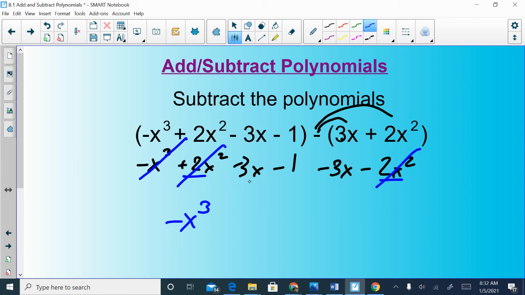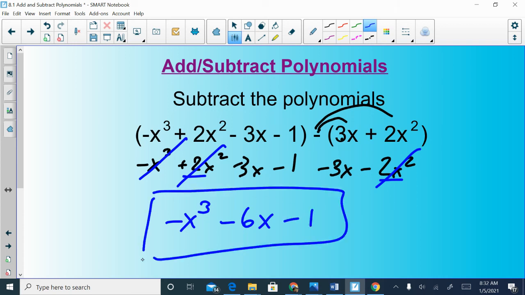Up next would be just plain x's. Here's a negative 3x minus 3x. What is negative 3x minus 3x? Hopefully you're saying negative 6x minus 1. Final answer. If you were asked to come up with the degree, I would hope you would come up with 3. And the leading coefficient, I would hope you'd come up with negative 1. Okay, negative 1 is the leading coefficient because the number here, if it had one, would be negative 1.